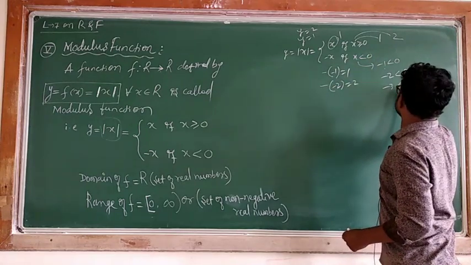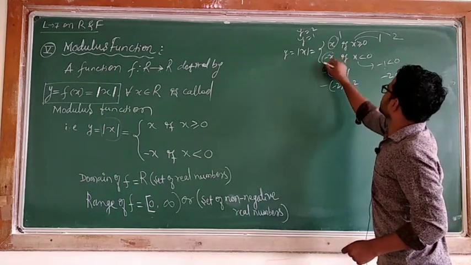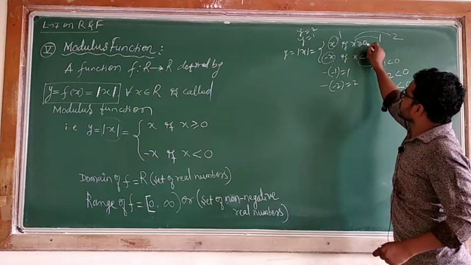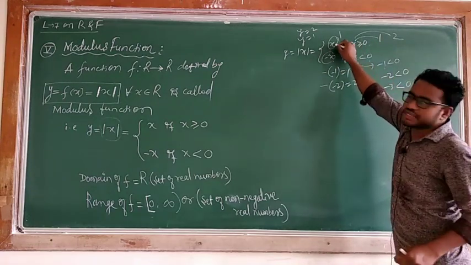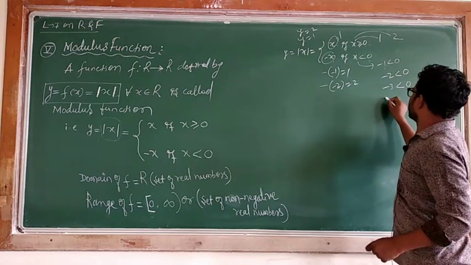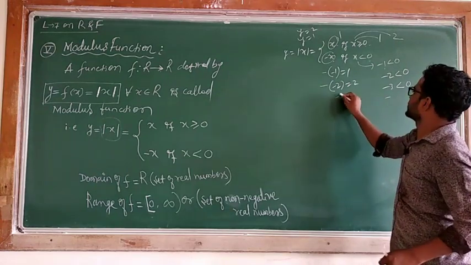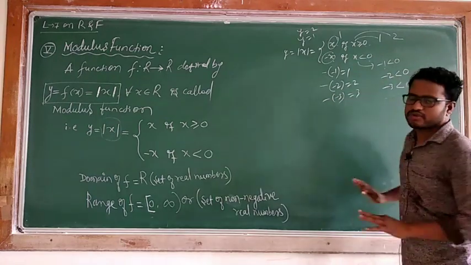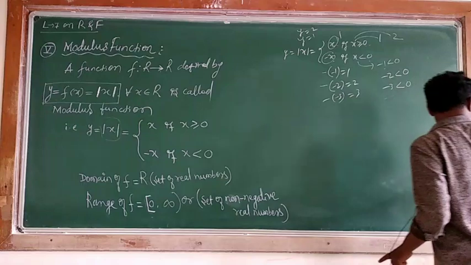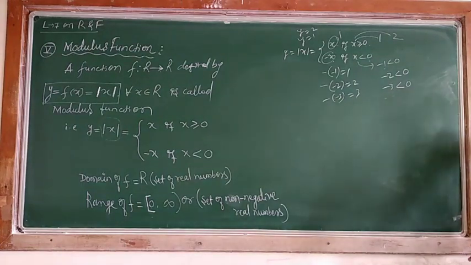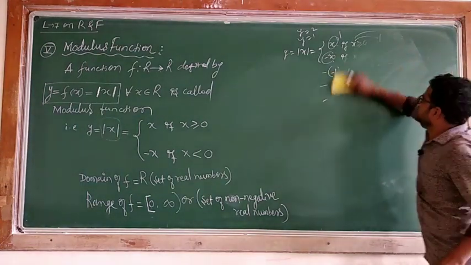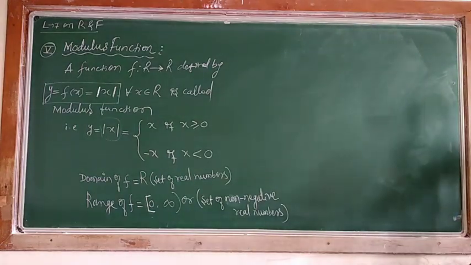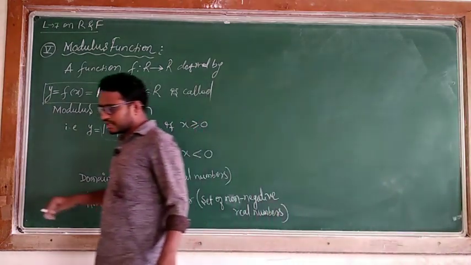If it is minus 3, less than 0, according to this, when it is less than 0 you take minus x. If it is more than or equal to 0, you can take x. So if it is minus 3, you get minus of the minus, plus 3. Whatever negative value you take, you will get positive only. It is an absolute value. Absolute value is nothing but what? You will get only positive real numbers.